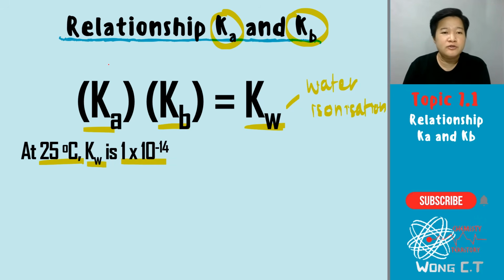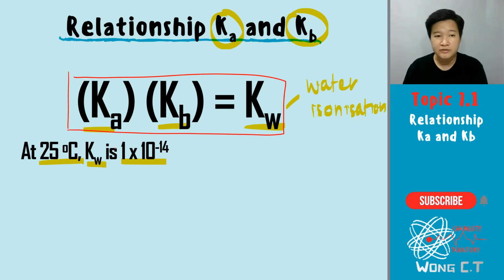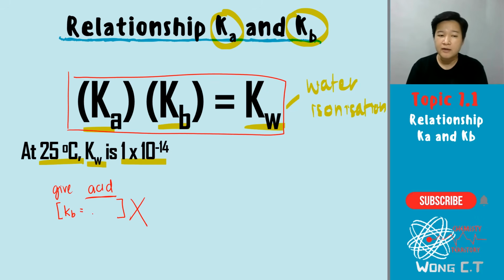So when do I use this formula? Why do I need to know this formula and when am I going to use it? Simple. If the question gives you something about acid, but the question gives you a Kb value, can you use the Kb value for the acid? No. You cannot use the Kb value because it's an acid. So by using the Kb value given, you need to change it to a Ka value by using this formula.